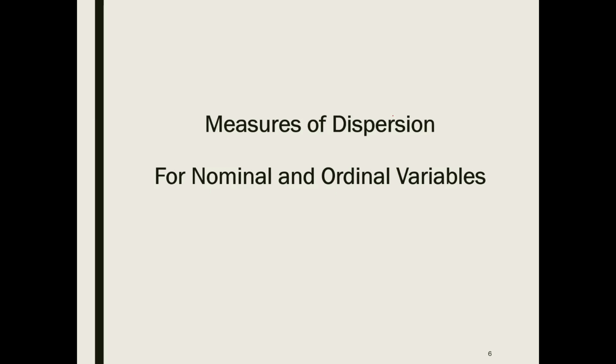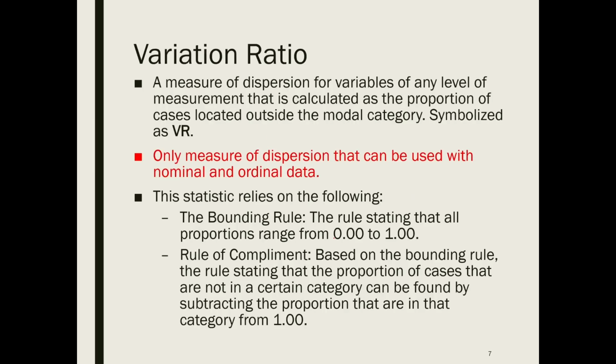So now that's for the continuous variable. The very first thing in this PowerPoint is we are going to talk about the measures of dispersion in nominal and ordinal variables. Nominal and ordinal variables, as we learned before, are all called categorical variables, right? So the variation ratio is one of the measures, and we usually use VR to call it the variation ratio. It is the only measure of dispersion that can be used with nominal and ordinal variables.